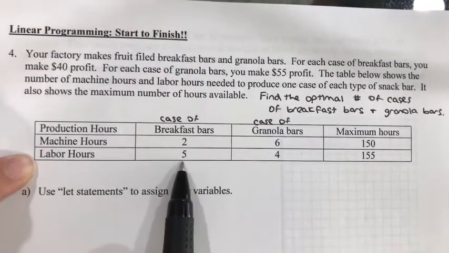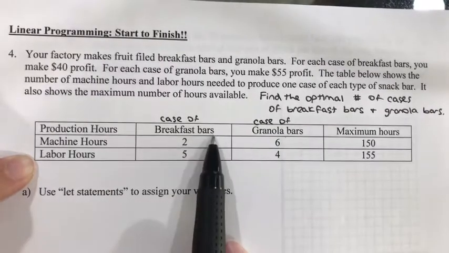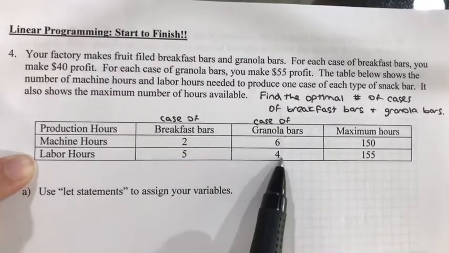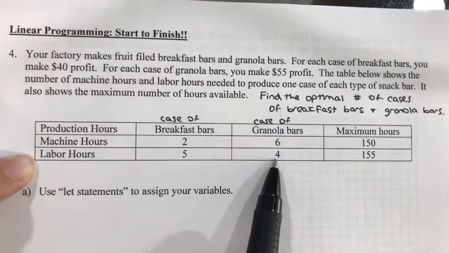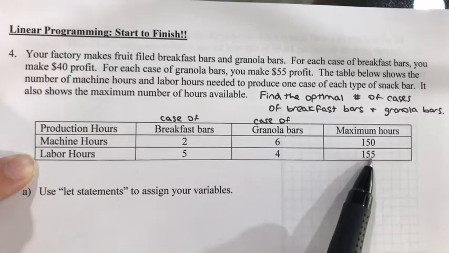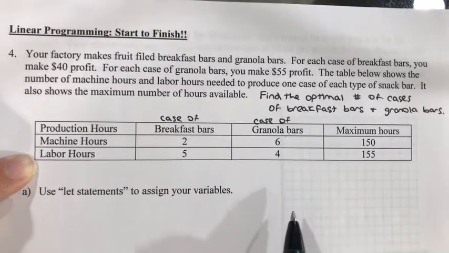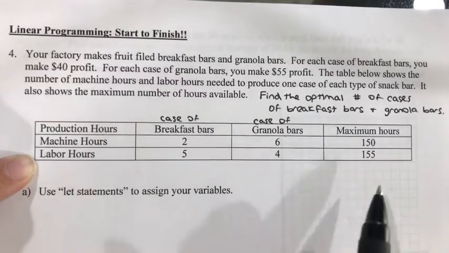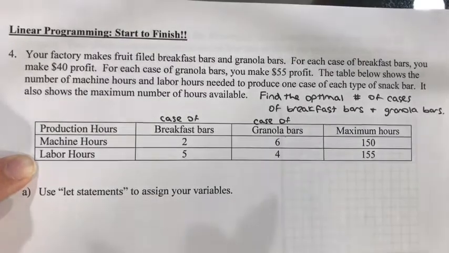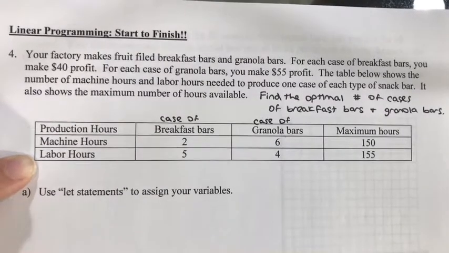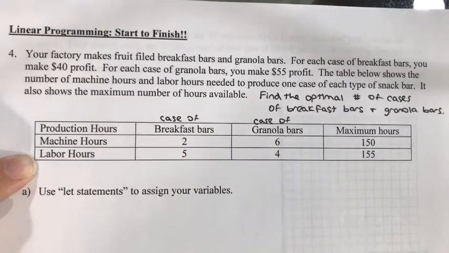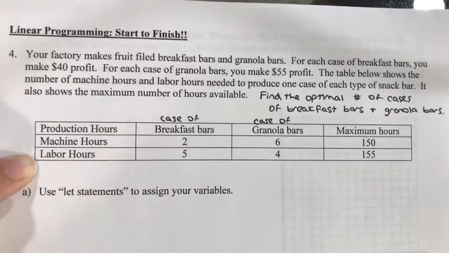Likewise, labor hours. So it takes 5 labor hours to make a case of breakfast bars and 4 labor hours to make a case of granola bars. And the maximum number of labor hours is 155. Now that's, again, a very realistic constraint. A lot of times when you're a business owner, you can only assign a certain number of hours per week because obviously you have to pay people. So you can't just have people work an unlimited number of hours. That is a limitation. Okay.